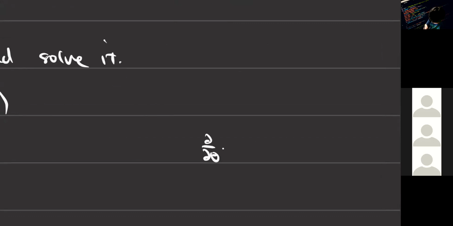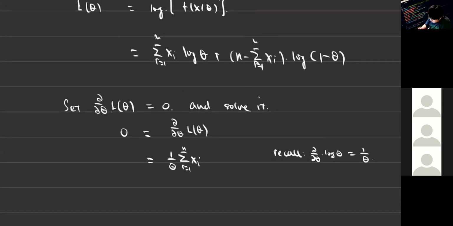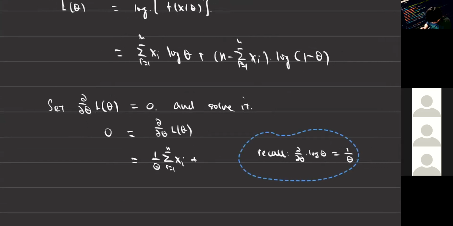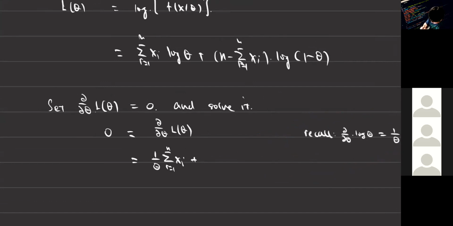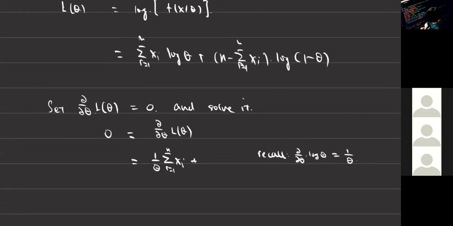Partial theta of log theta is 1 over theta. So we say recall, and if that's the case, then this 1 over theta comes up front, right? And what we have left is, I am running out of space here. All right, sorry about that. Now the next term, let's continue.